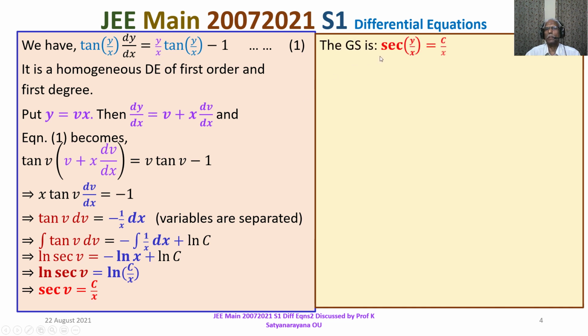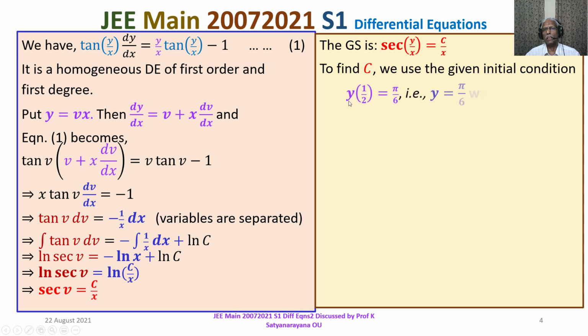The general solution of the given differential equation 1 is secant of y by x, v is y by x, is equal to c by x. Now you want to evaluate this arbitrary constant c, where c is the constant of integration. Now that c is to be evaluated. So to find c, we use the given initial condition.